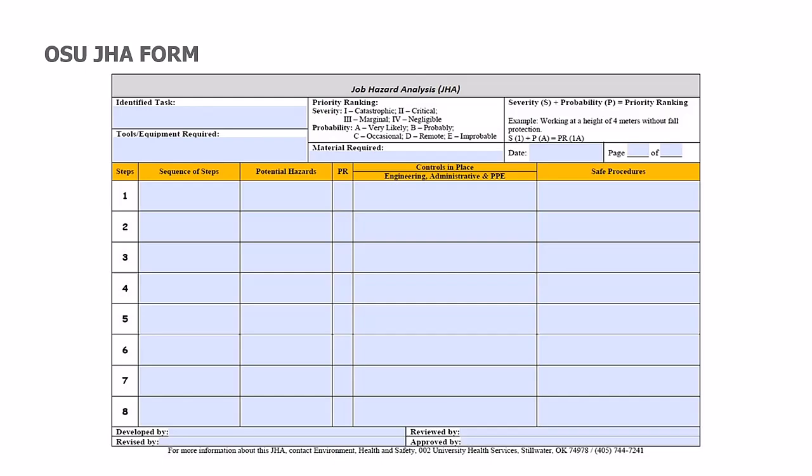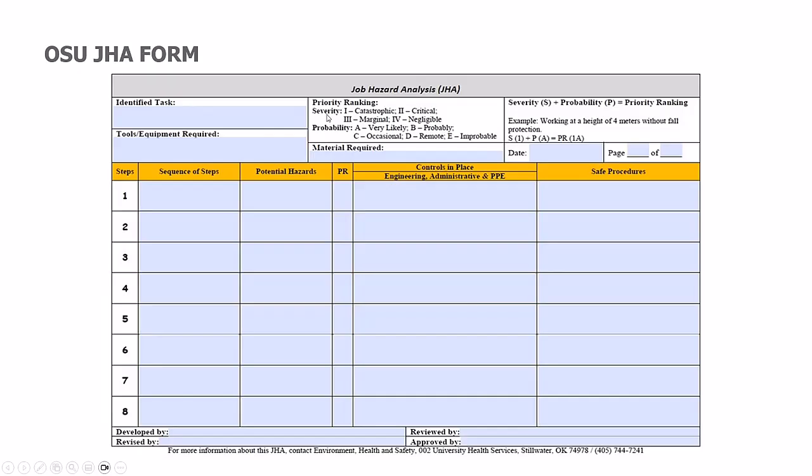Here at Oklahoma State University, we do have a form that you can follow and fill out as you go, to make it as simple as you possibly can. At the very top of the form, once again, it talks about identifying the task, just like you see here. In other words, what's the job this person is going to be doing? And then, of course, to come down to the next part, what kind of tools are we going to be using? And then over here, they have a priority ranking.